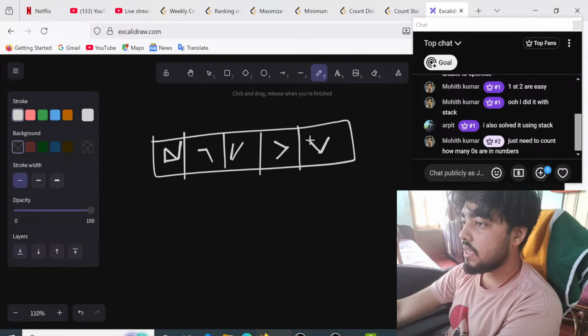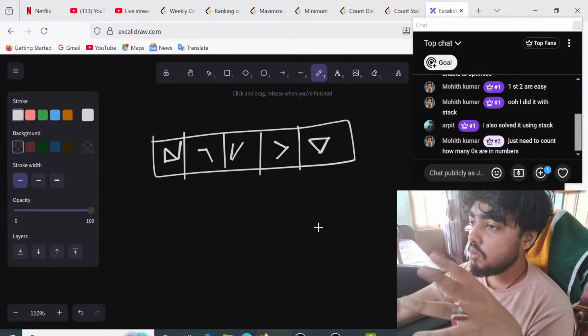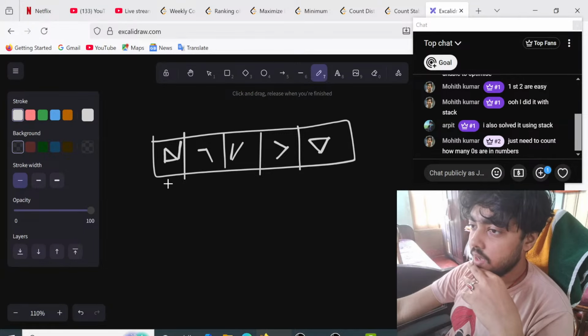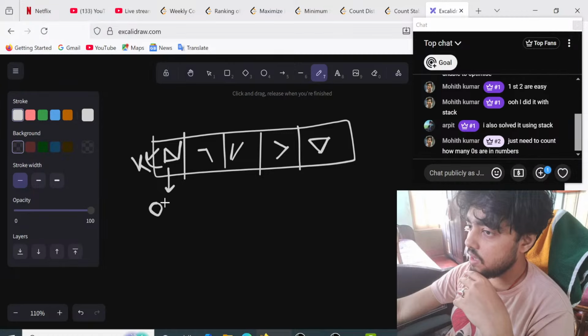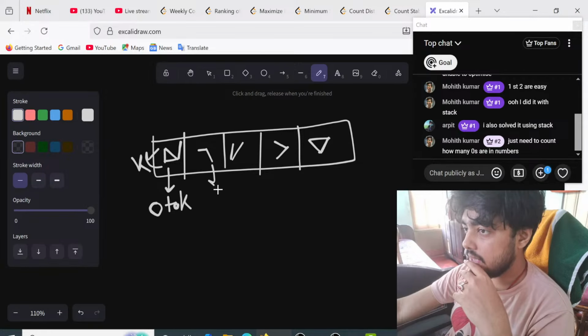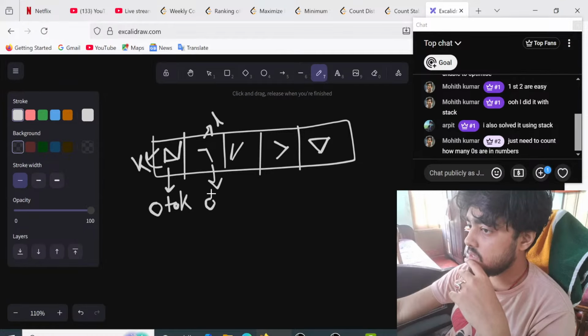So these numbers are there, let's say. Now that you know the numbers, in this position, let's say this number is k. So in this position, you can put any number from 0 to k, right? Now let's say this number is L. So in this position, you can put any number from 0 to L, right?